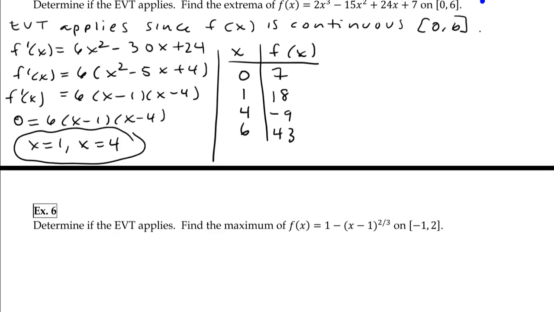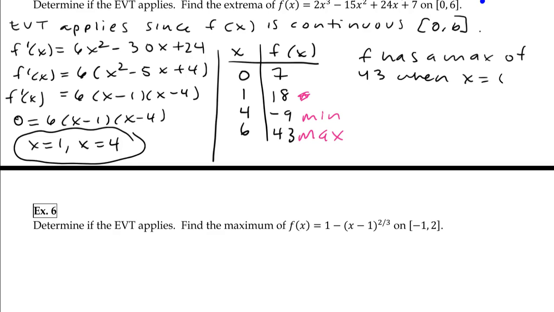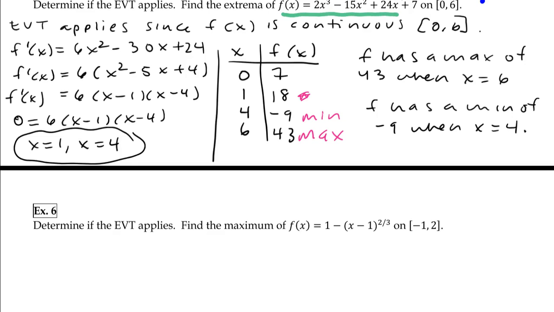Okay, once you're here, it's really easy to see. You're just picking the highest and lowest number. So here's the min, and here's the, that's not the max, that's the max. Okay, so f has a maximum of, what is the maximum? 43 when x is 6, and f has a minimum of -9 when x equals 4. Again, we knew we were going to have a max and min when we started this because EVT applied, which says as long as the function's continuous on a closed interval, we're good to go.